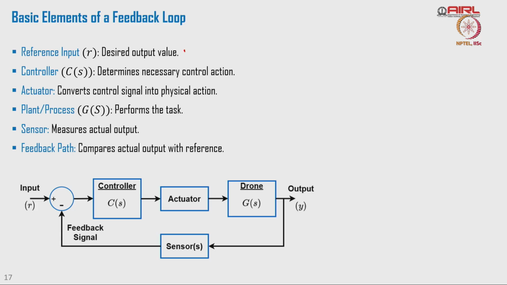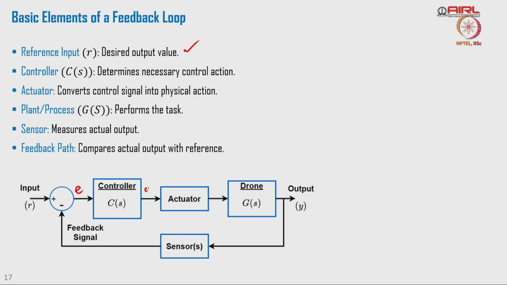We know that there should be a reference input, which is the desired output value. We have a controller C(s) that determines the necessary control action based on the error, right. Then there will be some actuator which converts the control signal, say small c, into a physical action, like the motor will now rotate the propellers in a proper fashion or at a specific speed, so that the drone can take the desired altitude in the altitude hold example.